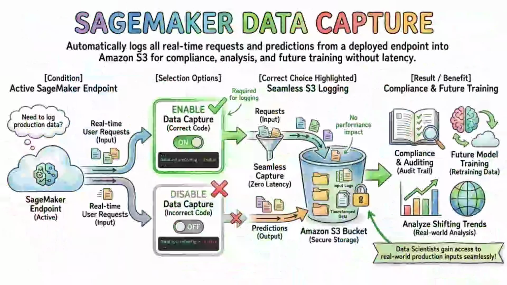It is absolutely critical to know that SageMaker endpoints can be configured to completely capture real-time production traffic for compliance and future training using a feature called SageMaker Data Capture. Data Capture allows you to automatically save a copy of every single incoming user request and every corresponding model prediction directly into a secure Amazon S3 bucket. This background data logging happens completely seamlessly without introducing any additional latency or performance delays to your active users. The exam frequently presents scenarios where data scientists need access to real-world production inputs to analyze shifting market trends, and enabling data capture is the absolute easiest way to achieve this.